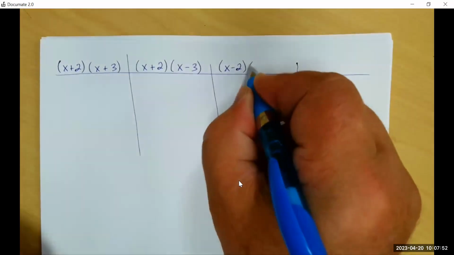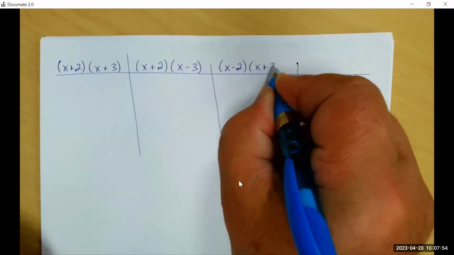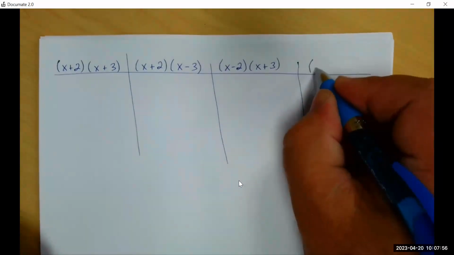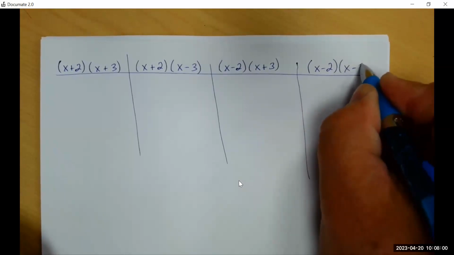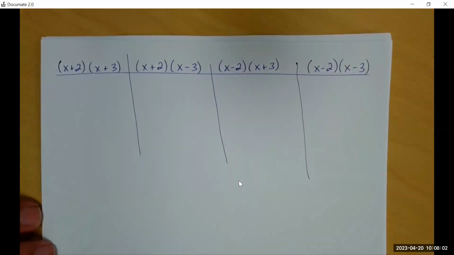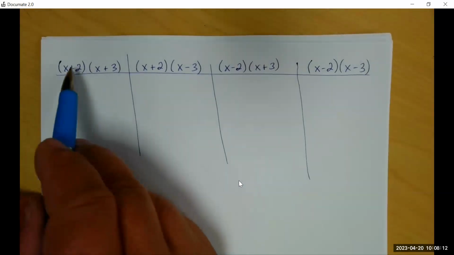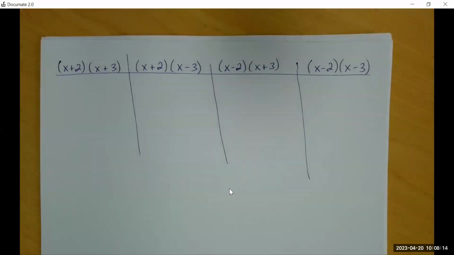(x + 2)(x + 3), (x - 2)(x + 3), (x + 2)(x - 3), (x - 2)(x - 3). So what's different with those 4? What's different about them? Yeah, the only thing different are the signs between them. So multiply these 4 terms together.